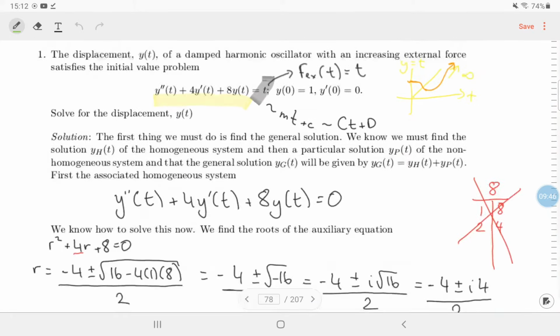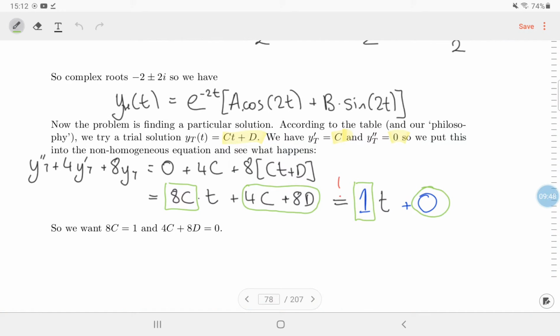Okay, so down here we need to solve this. The first bit is easy enough. Divide both sides by 8. c is equal to 1/8. Therefore, 4c plus 8d is equal to 0. I know what c is. I'm trying to find d, so take away 4c from both sides.